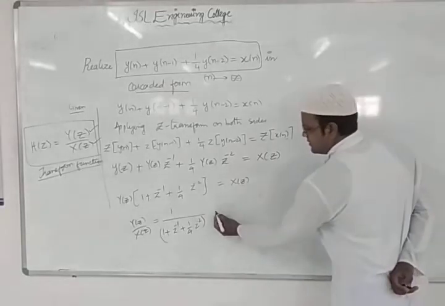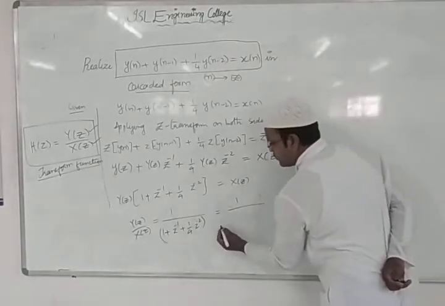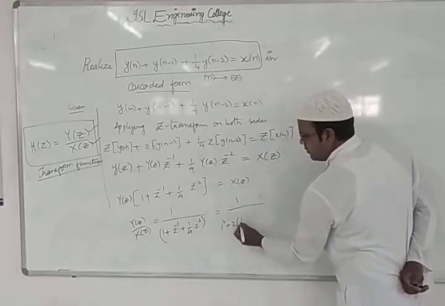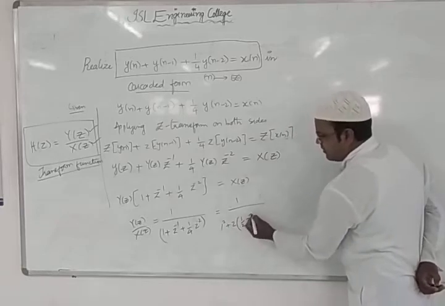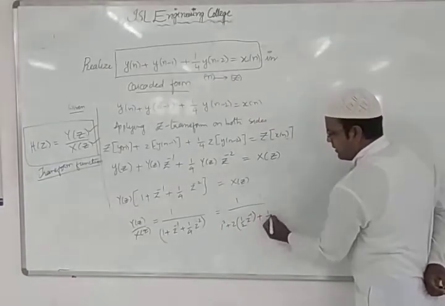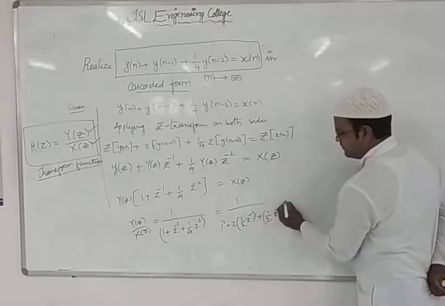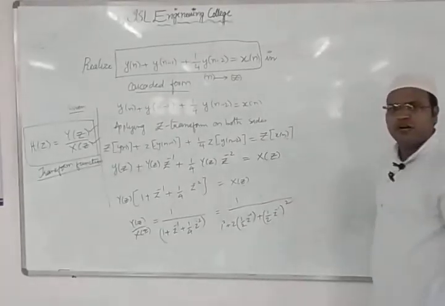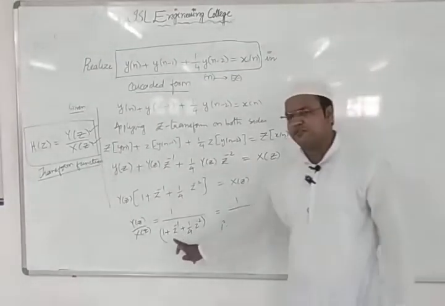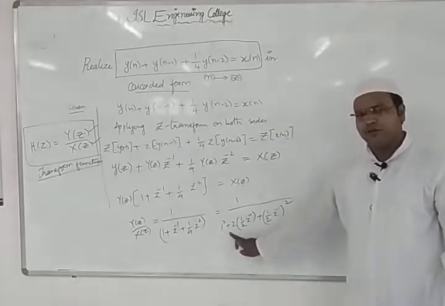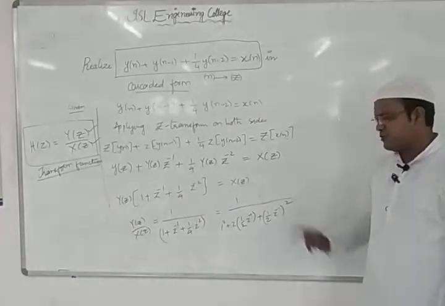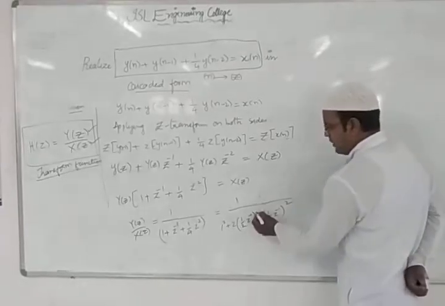So I can write this as 1 square plus 2ab, 2 into 1 by 2 into z power minus 1, plus 1 by 2 z power minus 1 whole square. What I did, students, is multiply and divide by 2 for this factor. So it will become a square plus 2ab plus b square, right? What is the b value? The b value is 1.